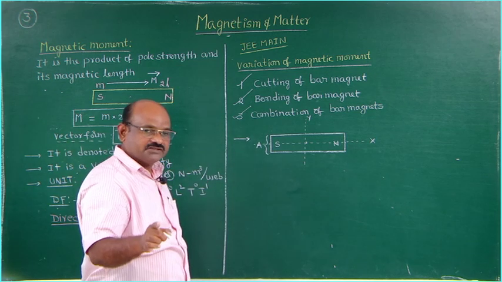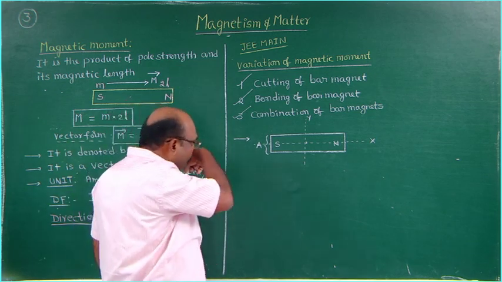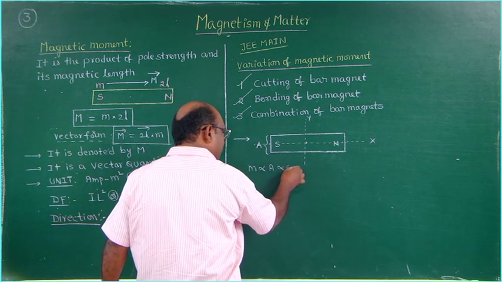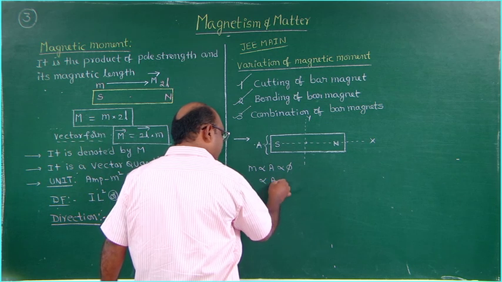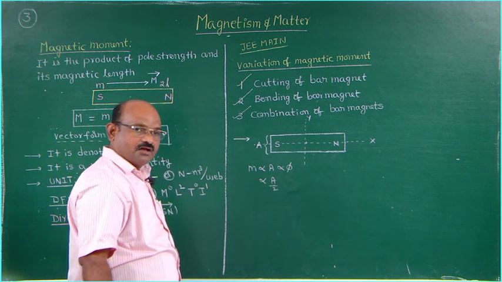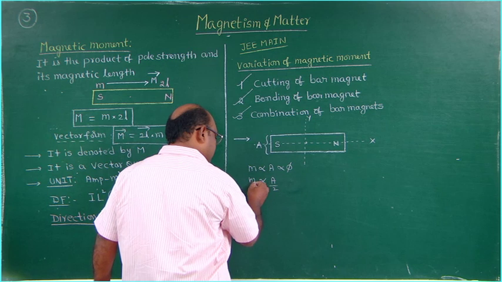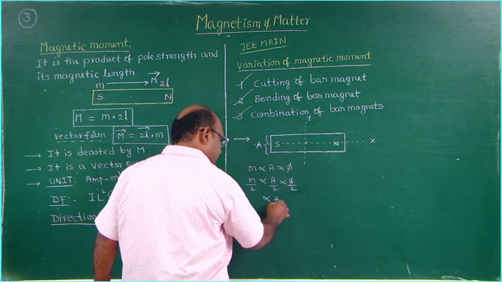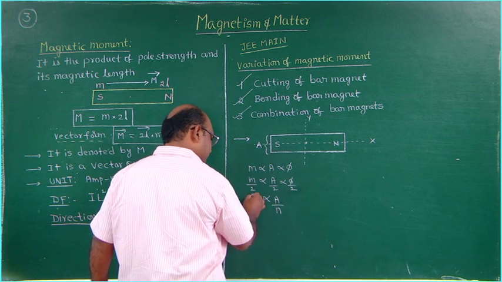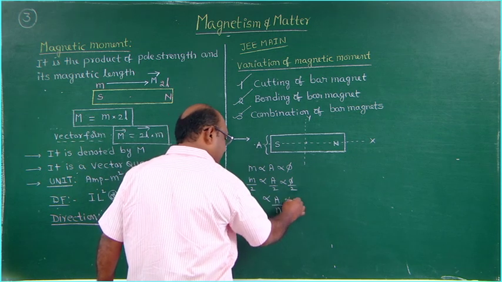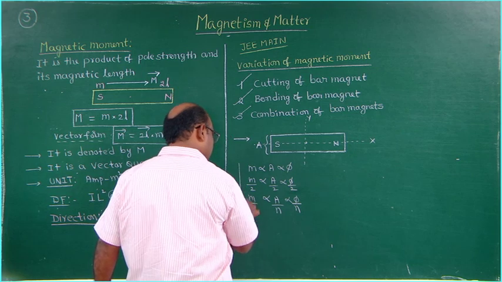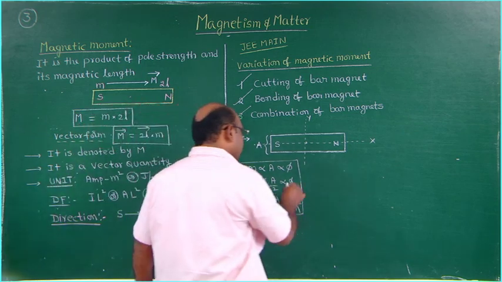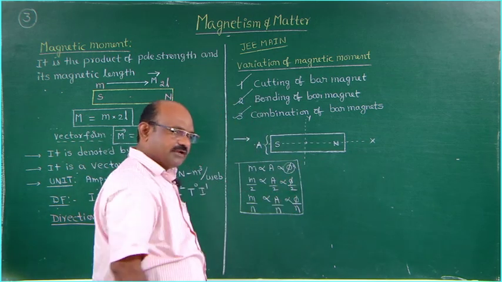Suppose the area of cross section changes, the pole strength also changes. That means, as I said in the earlier class, M is proportional to A, proportional to flux. Suppose the area of cross section is made half, then the pole strength is also half, flux is also half. Suppose the area of cross section is made 1 by n times, this is m by n, this is pi by n. This is very, very important. That means flux changes. So, this is a different story, I will explain it later.